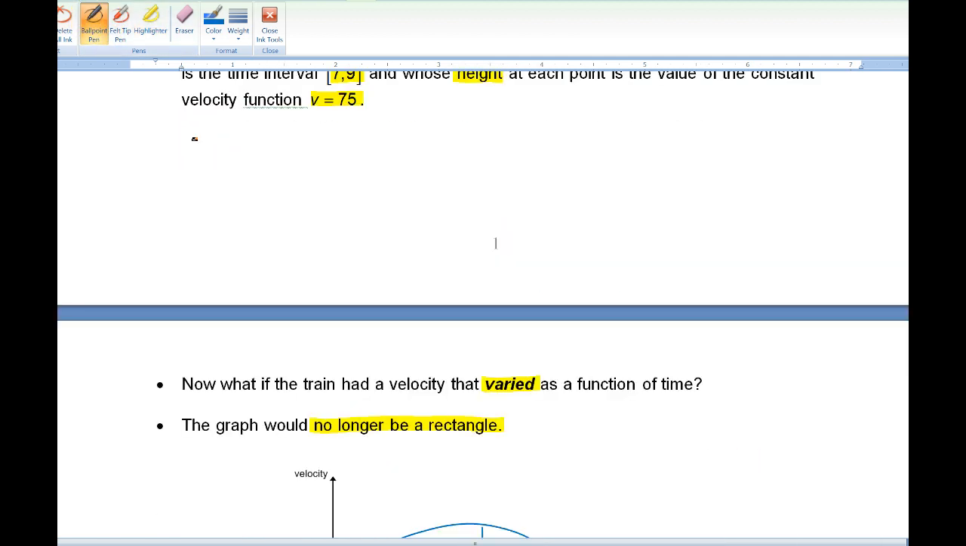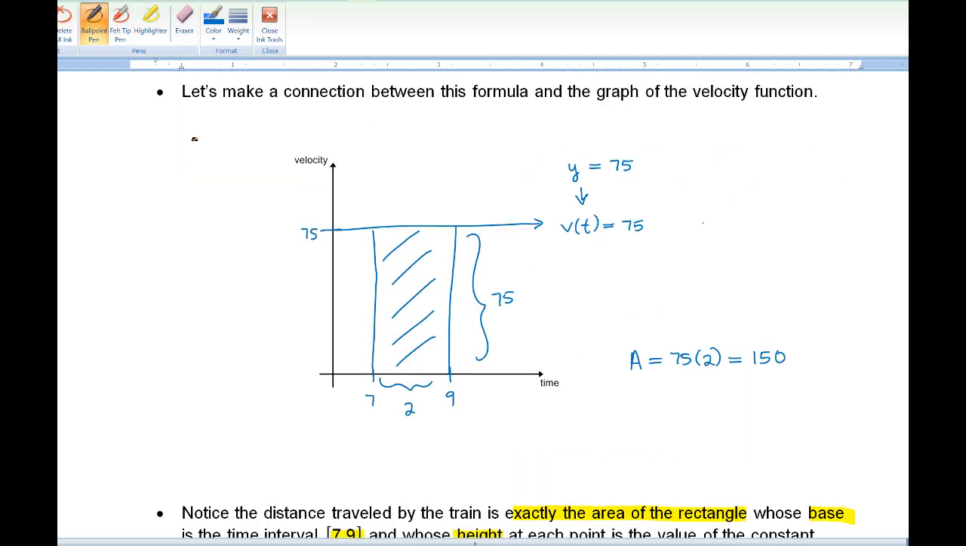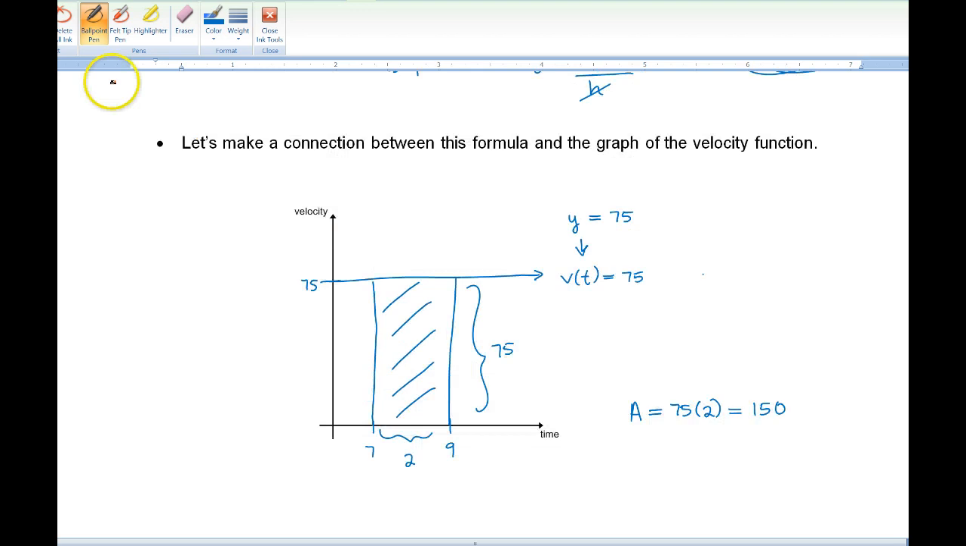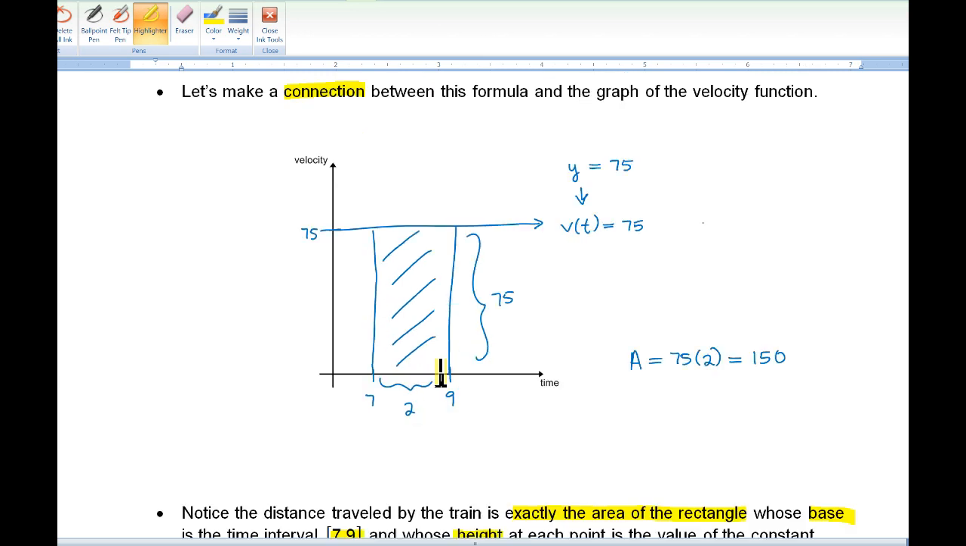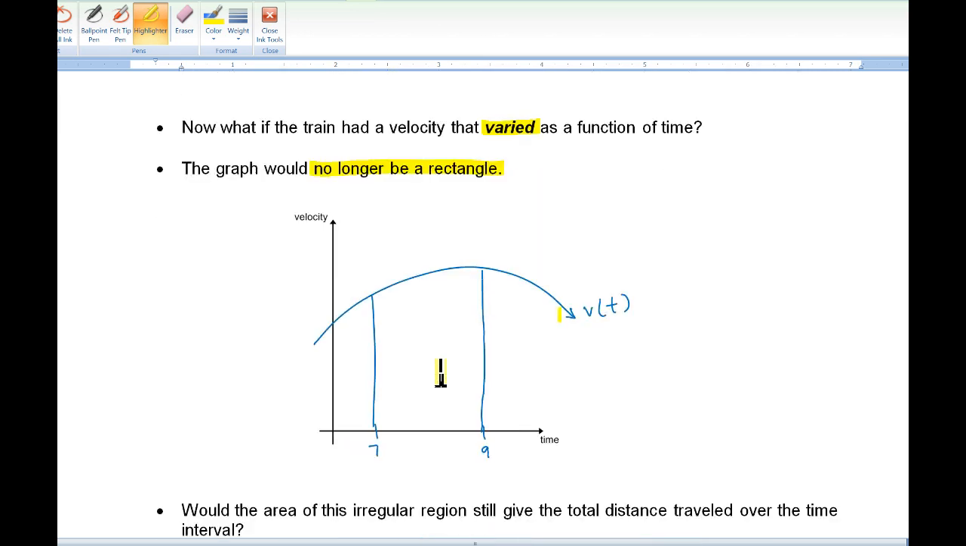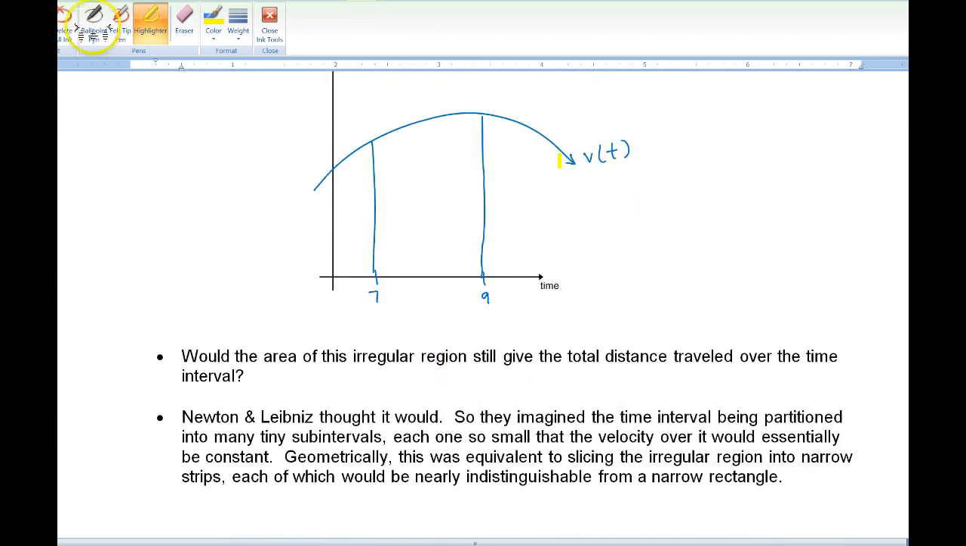So in other words, when we did this example, we found that there was a connection between the area under the curve between 7 and 9, which ended up being a rectangle, and the total distance traveled. So would this area still give the total distance? And the answer is yes.